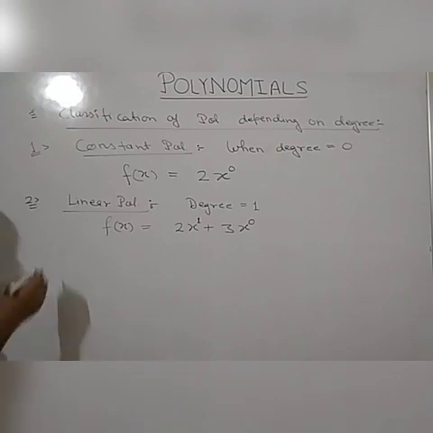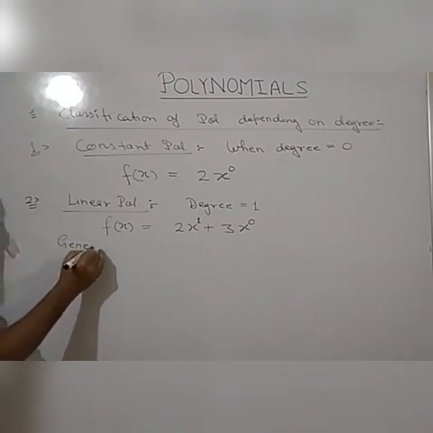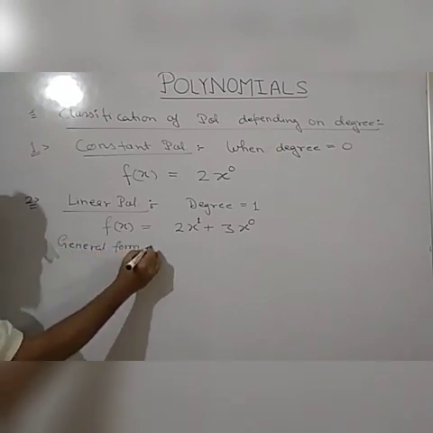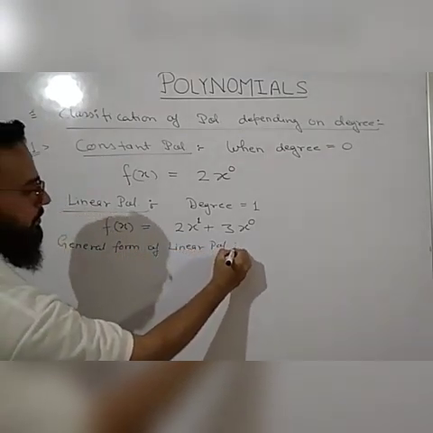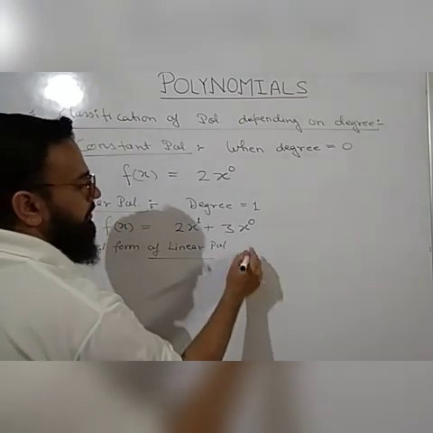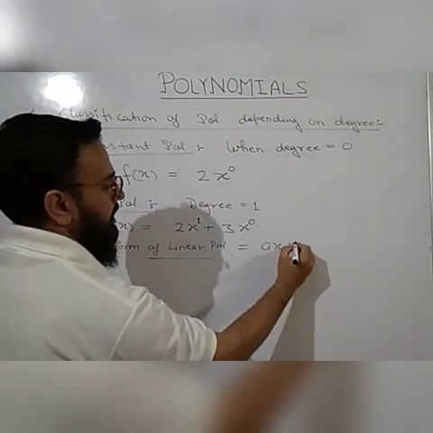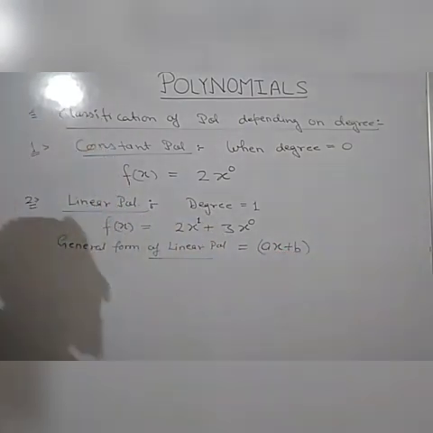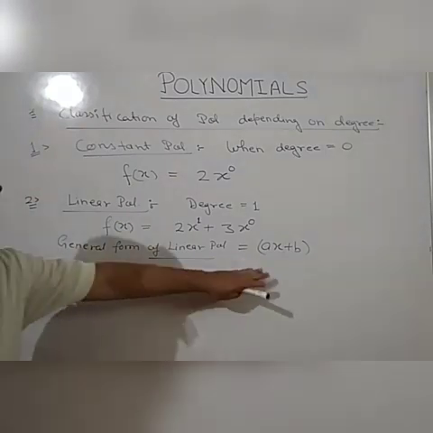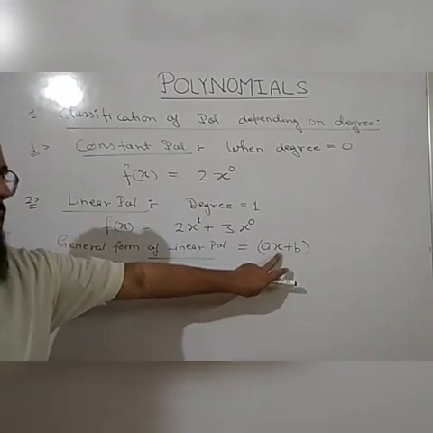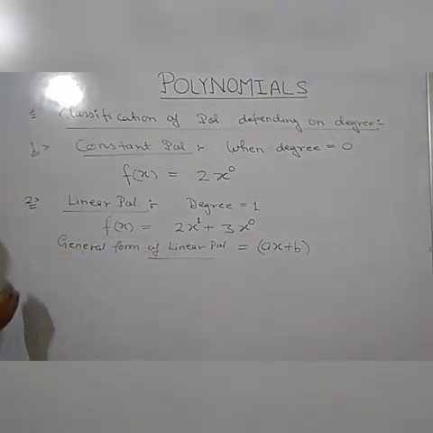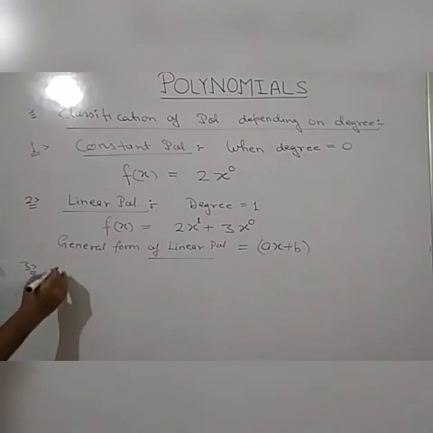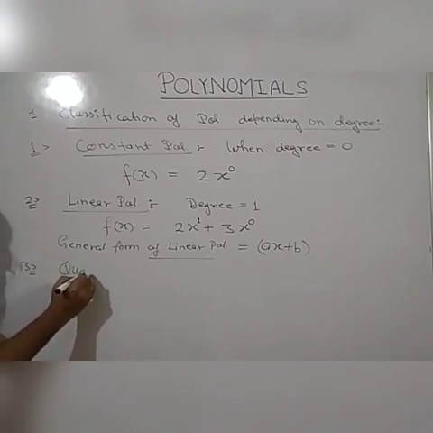Okay, and you have to remember the general form also. The general form of a linear polynomial is given by ax + b. You have to remember the general forms also. It will be very helpful for your further classes. The next type, the third type, is quadratic.